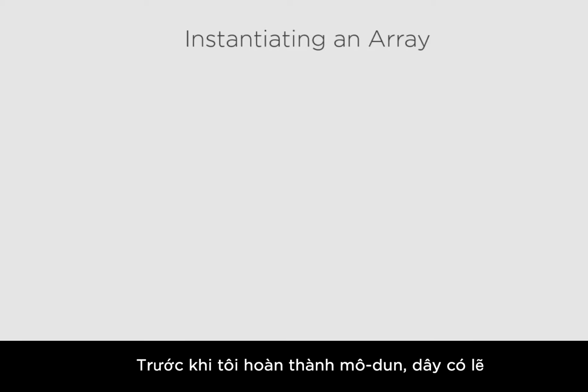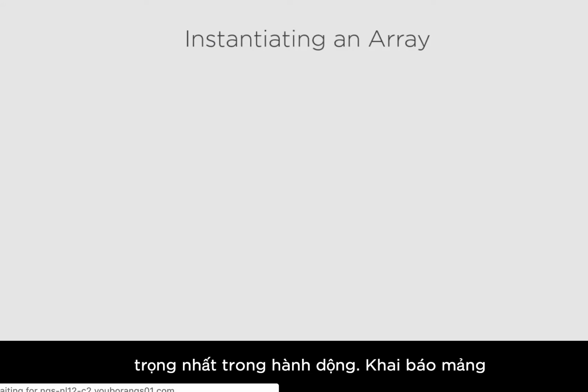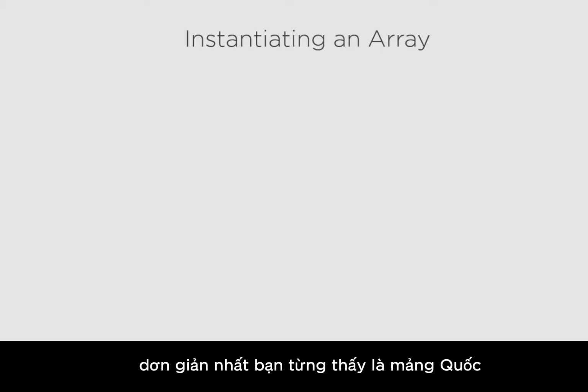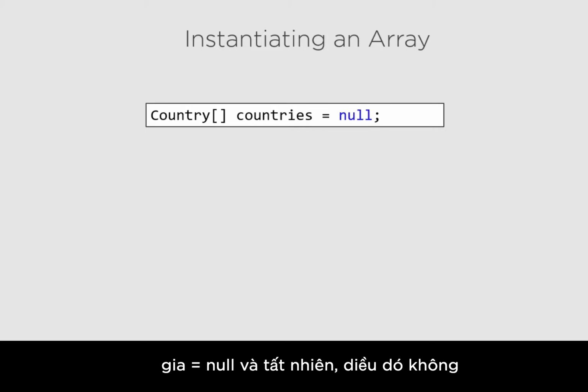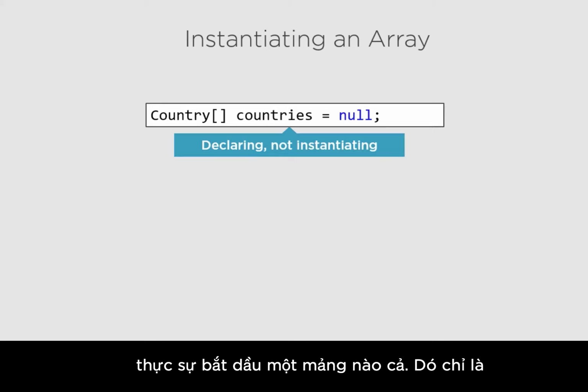Before I finish the module, this is probably a good point to review how you declare and instantiate an array, because there are quite a few different ways you can do it, and you've now seen the most important ways in action. The simplest array declaration you've seen is this: array of countries equals null. And of course, that's not really instantiating an array at all. That's just declaring a variable and saying that this variable can, in principle, refer to an array of country.